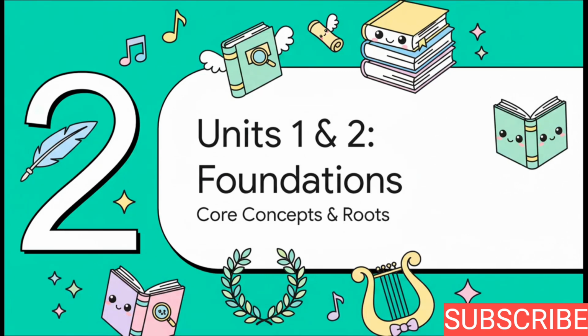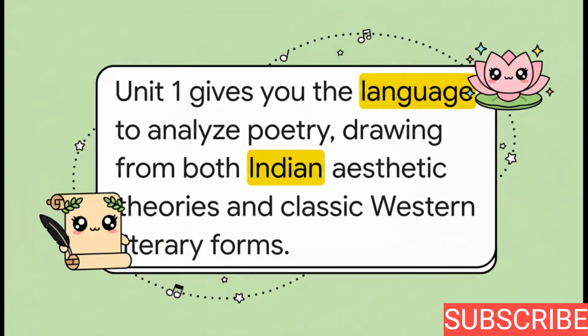Now, let's get into the really good stuff, the heart of the syllabus. The first 2 units are all about building your foundation. You'll learn the essential tools for analyzing poetry and explore the classical traditions that have shaped literature for centuries. Think of Unit 1 as your poetry toolkit. It's designed to give you the essential vocabulary you'll need.